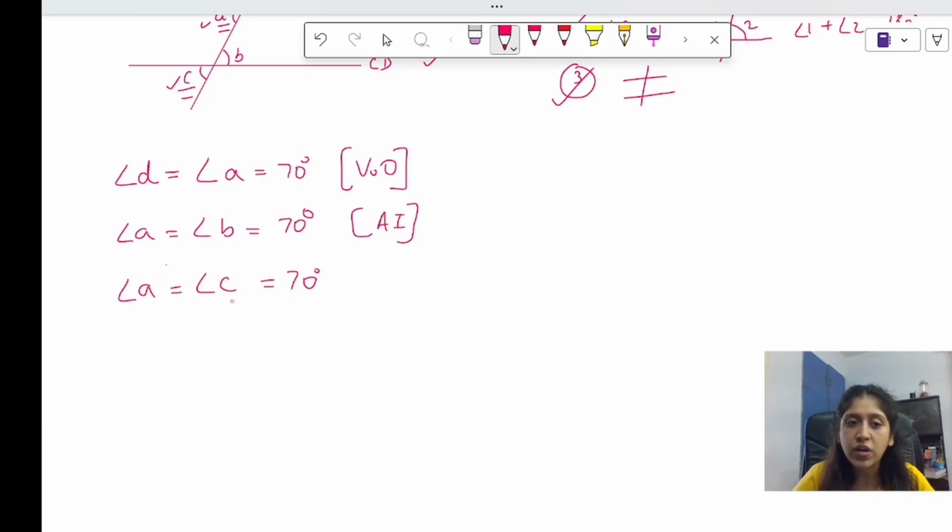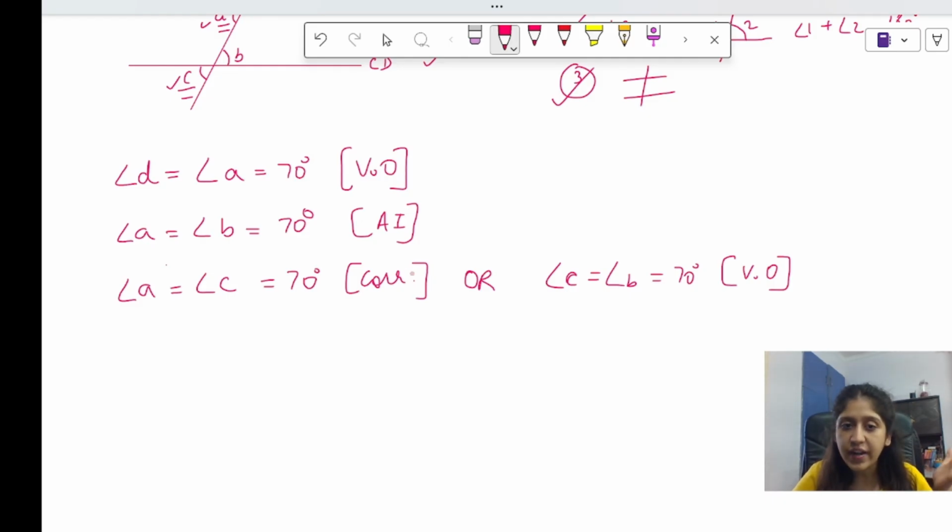That we have got to know. But what is the relation between them? Yes, they are corresponding. I hope the concept is clear. These are corresponding angles. या फिर हम ये भी कह सकते हैं that angle C and angle B are equal. Why? Because that is also 70 degree. But why they are equal? Because it is vertical. Alright. So I hope the concept is clear. The question is solved. The question is dead. But the concept has to be clear.